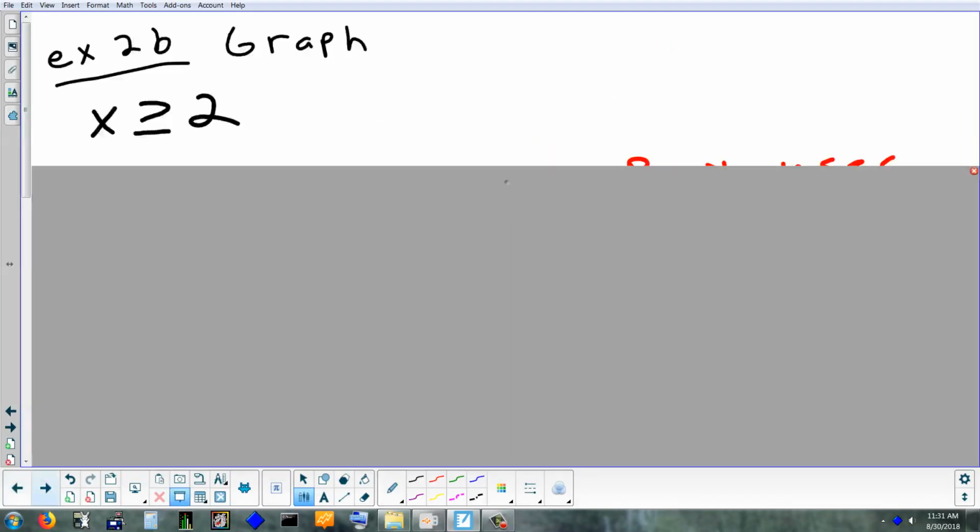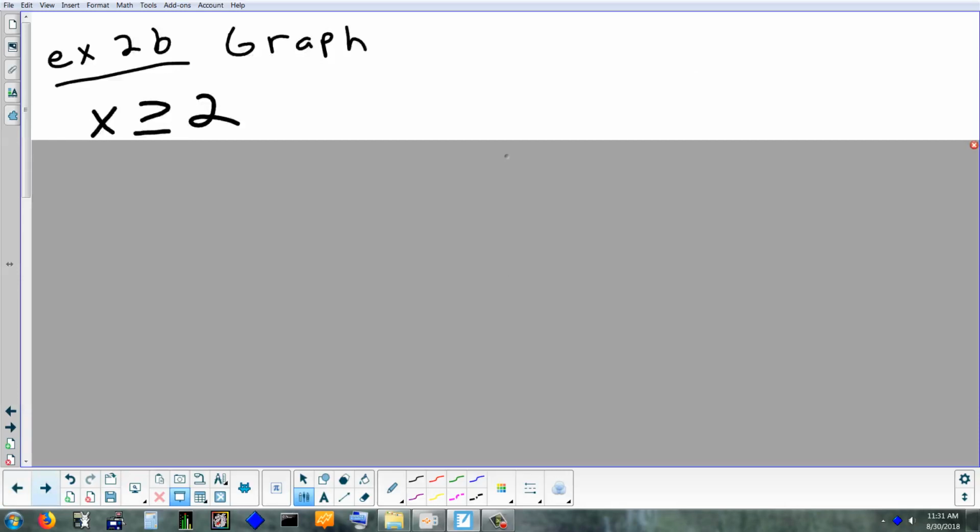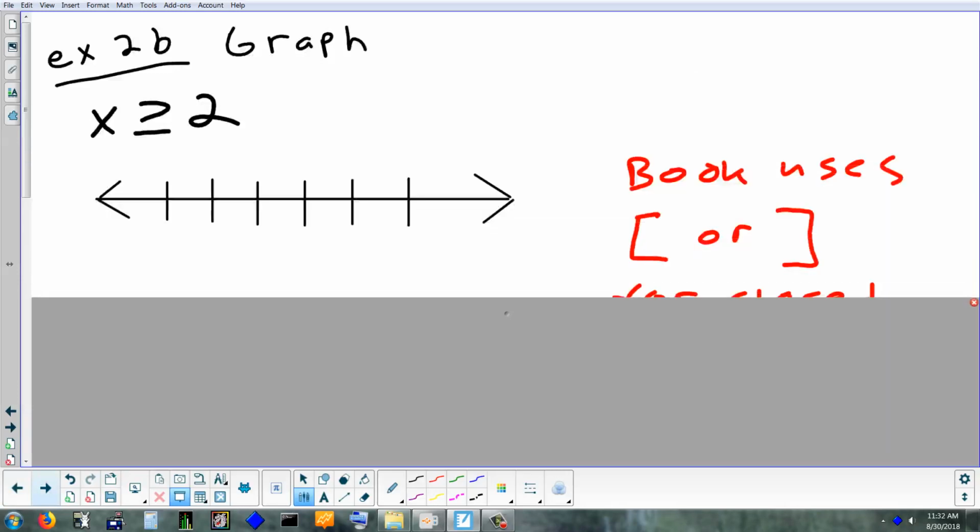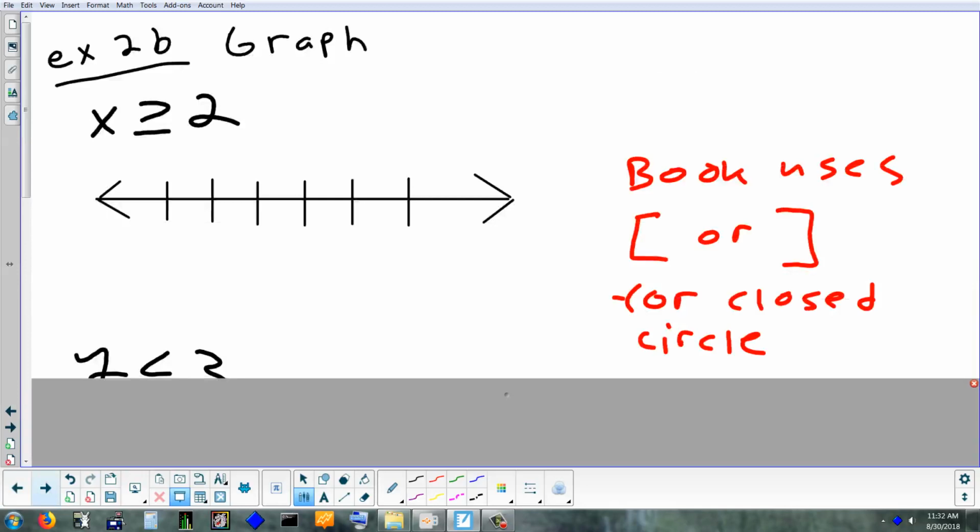Let's see, does anybody know the other way to do this on a number line besides an open circle and a closed circle? There's another pair of symbols you can use. Okay, so what you're going to see in our book is brackets in place of a closed circle. And we're going to use brackets for a lot of other things. Anytime you have an equal to, think bracket, because that'll come up a lot.